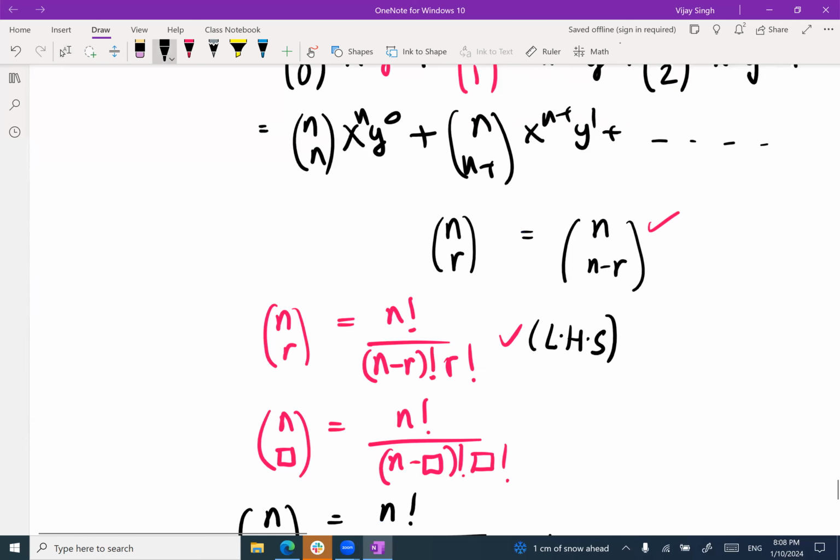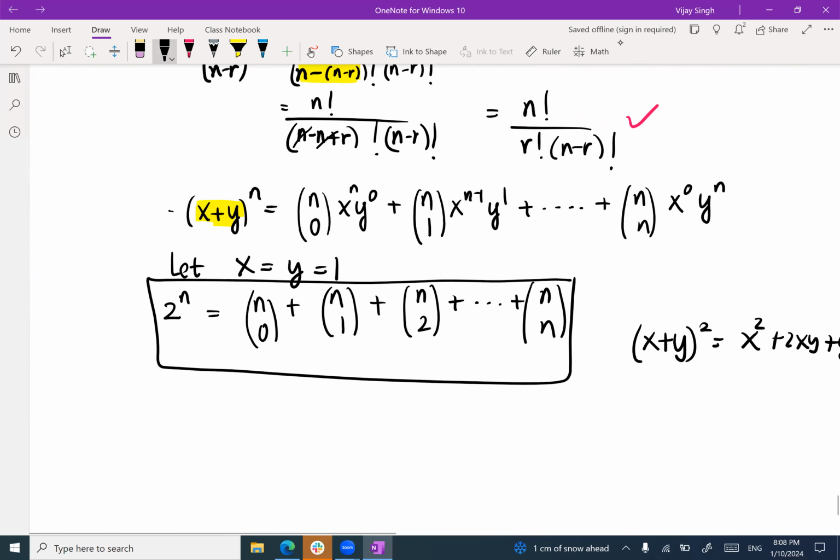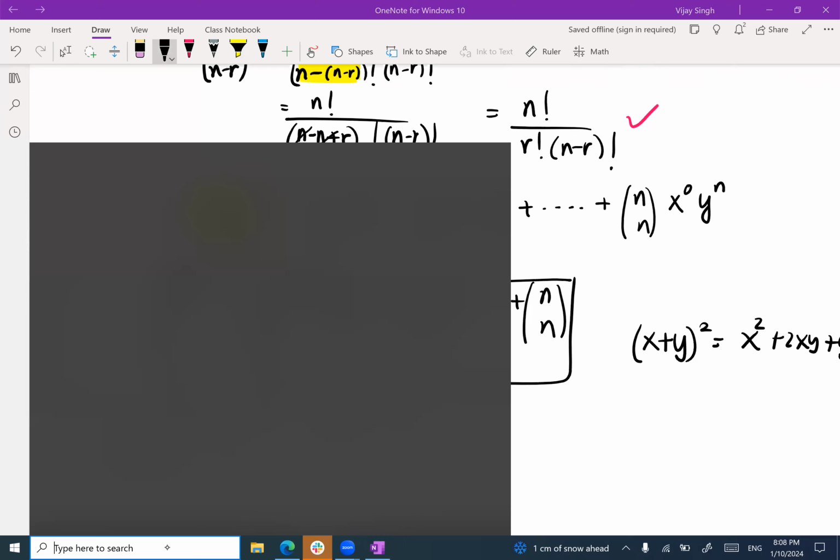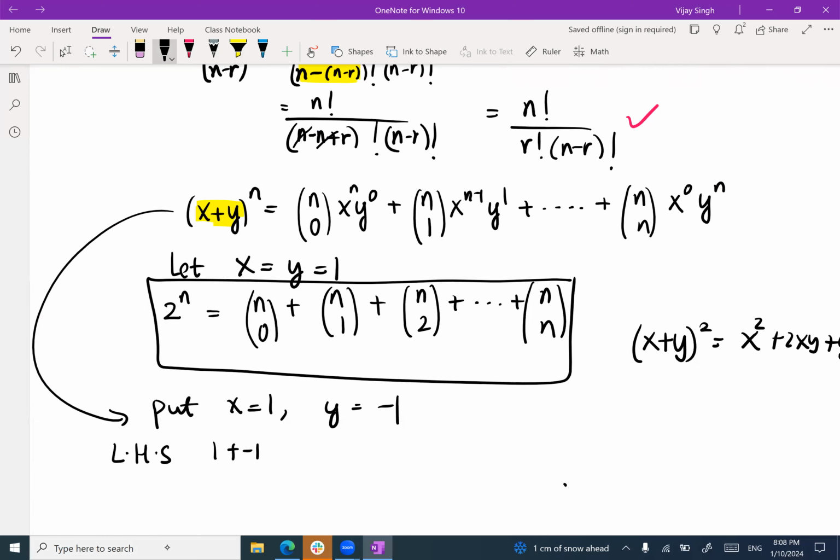Let's take the same binomial. Put x equals 1, y equals minus 1. Then what do you get on this side? LHS is what? 1 plus of minus 1, which is going to be what?